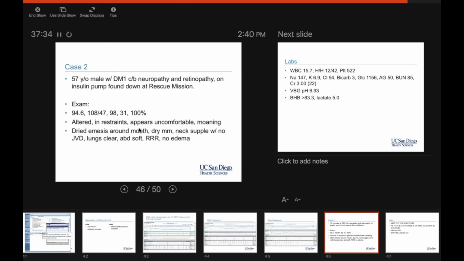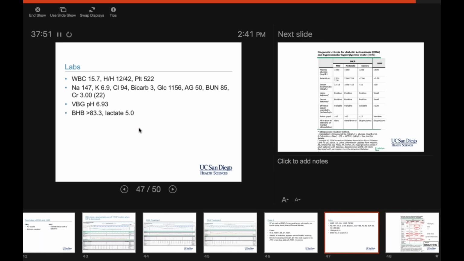Okay. Second case, 57-year-old male with type 1 diabetes with neuropathy, retinopathy. He's on an insulin pump, found down at the rescue mission. Here's his vitals. He's altered, uncomfortable, moaning, dry emesis around his mouth. These are his labs.